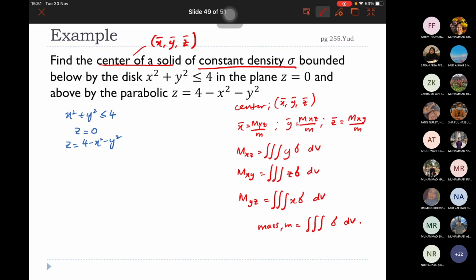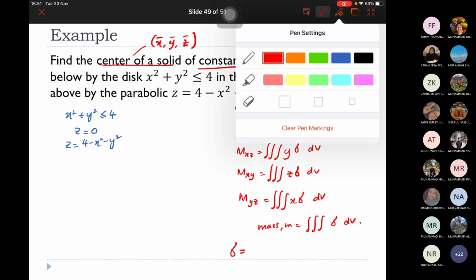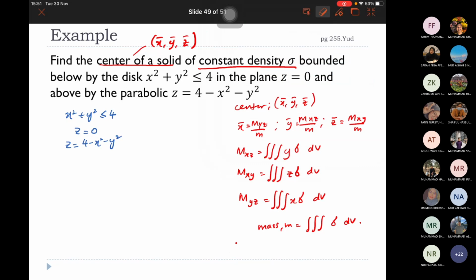Dia ada bagi soalan delta, dia bagi tak? Apakah dia punya delta? X, Y, Z. Cuba baca balik soalan, dia bagi tak? Delta X, Y, Z. That is dia punya density. Sama dia dengan apa? Tak bagi. Constant. Okay. So dia kata sama dengan constant.